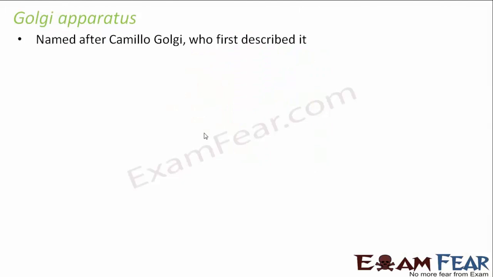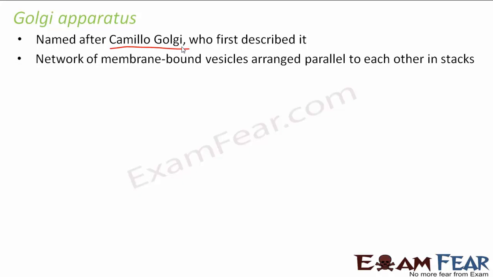So let us see what is Golgi apparatus and what does it do. This particular cell organelle was named after a scientist, Camillo Golgi, who first described it. He was the first one to describe this cell organelle, and thereafter it was known as Golgi apparatus. Interesting, right? It is again a network of membrane-bound vesicles which are arranged parallel to each other in stacks called cisterns. So what are vesicles? Vesicles are, you can say, some sacs, some vessels containing something, right? So you can call them vesicles.